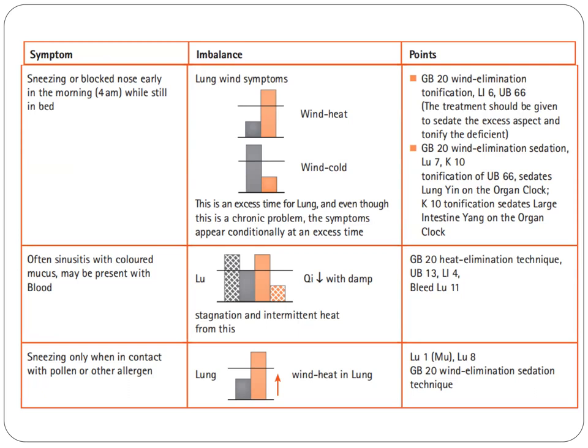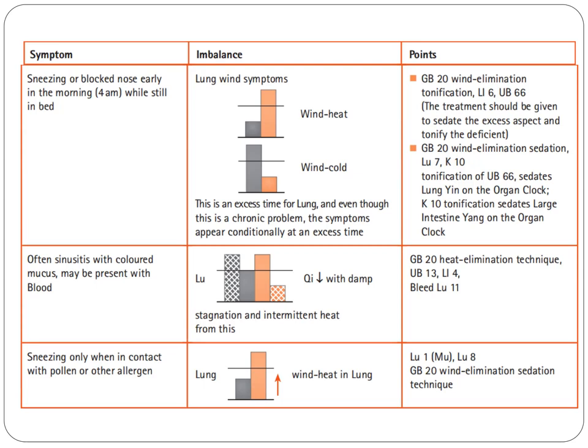The treatment should be given to sedate the excess aspect and tonify the deficient. Gallbladder 20, wind elimination, sedation, lung 7, kidney 10, tonification of bladder 66, sedates the lung yin. So we're talking about wind cold on the organ clock. Kidney 10, tonification, sedates the large intestine yang on the organ clock.